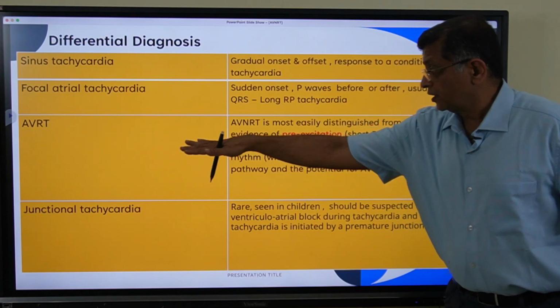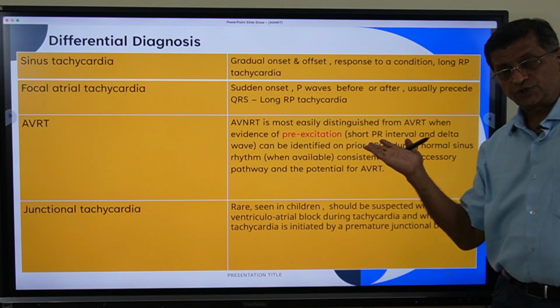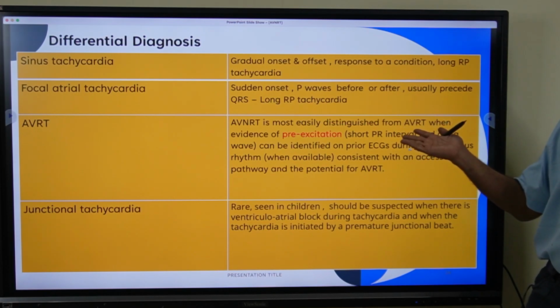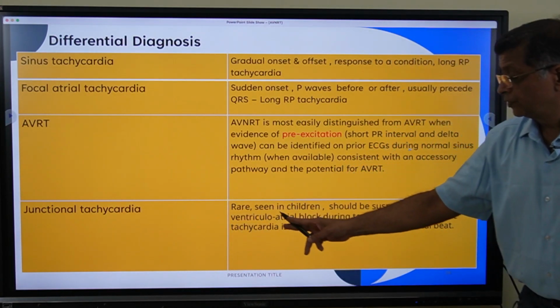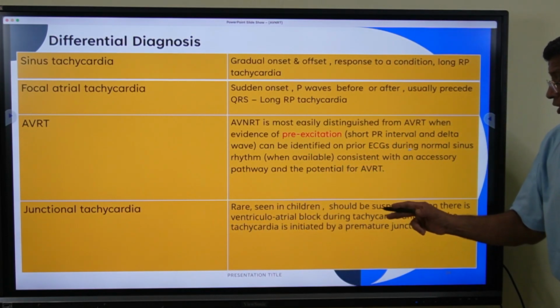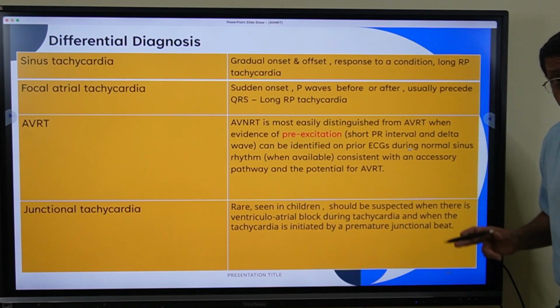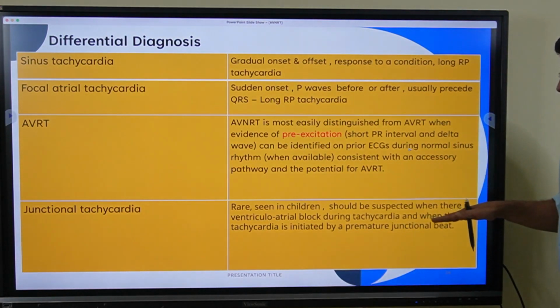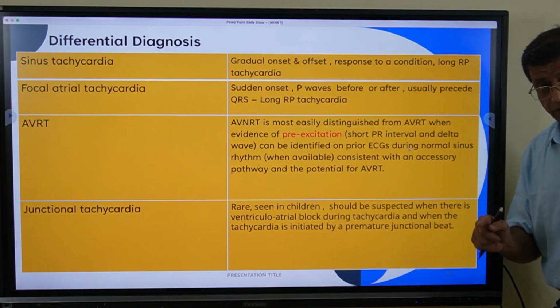Then third is AVRT. AVRT is also a short RP tachycardia. It is not easy to distinguish, but if you see evidence of pre-excitation, that is a short PR and a delta wave, then you can distinguish with certainty that this is AVRT. And lastly, junctional tachycardia. This is rare. This is seen in children, and should be suspected when there is ventriculoatrial block, that is, you cannot see an inverted P wave or anything like that during the tachycardia, and when the tachycardia is initiated by a premature junctional beat, right?